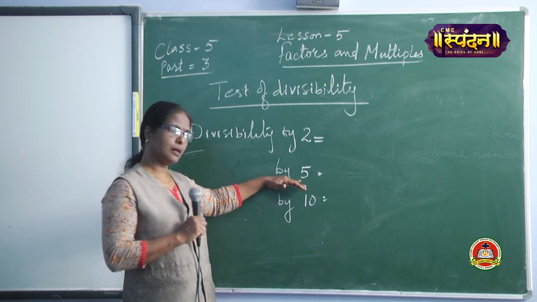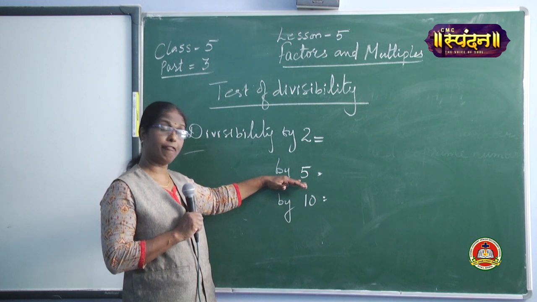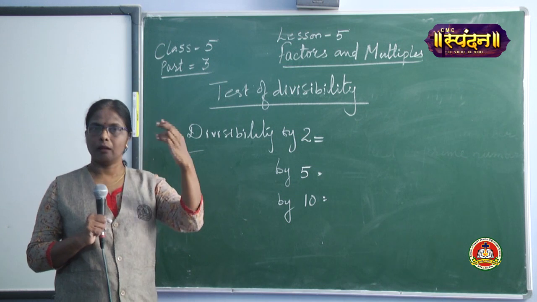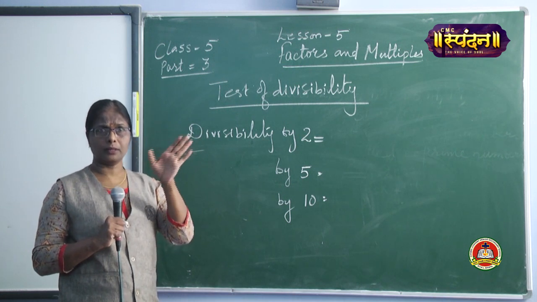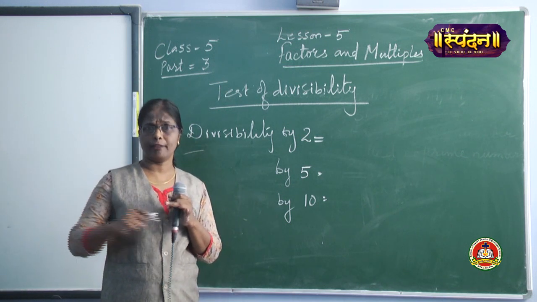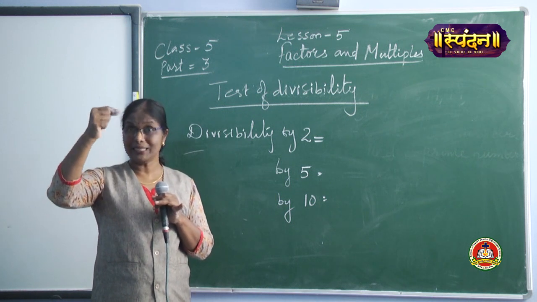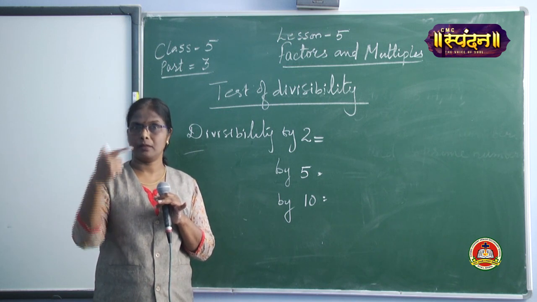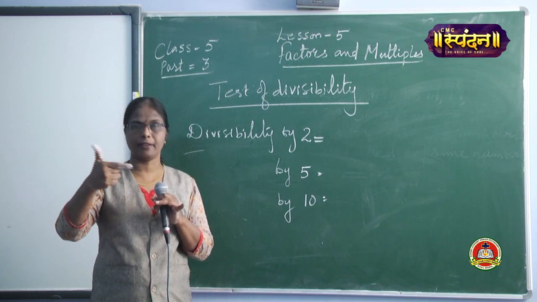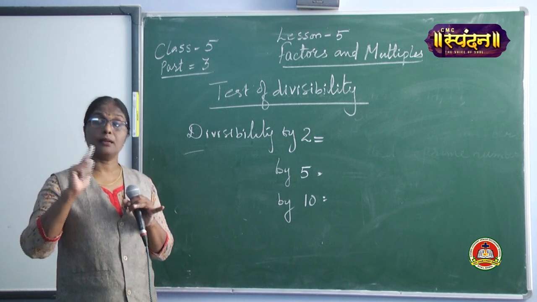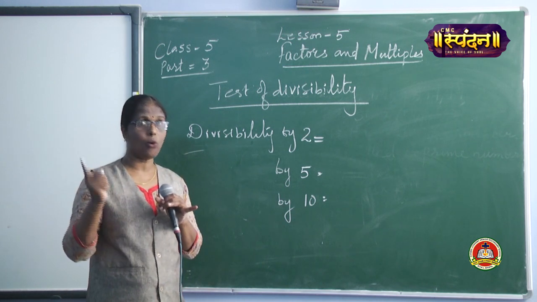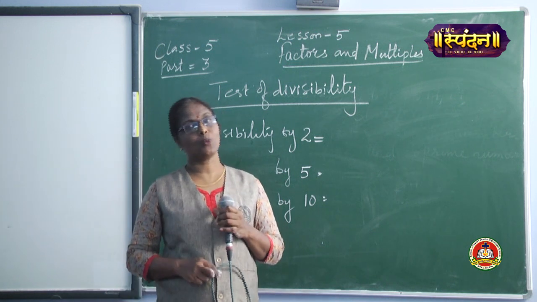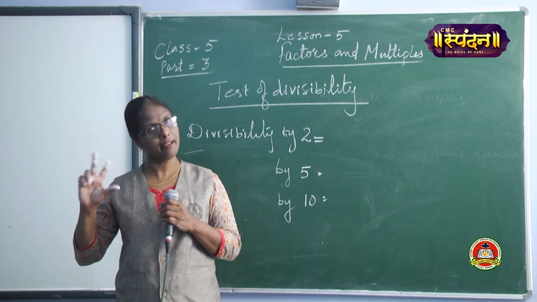Next, how will you find whether a number is divisible by 5? You might have seen the multiplication table of 5. All the multiples of 5 end with 0 or 5. Like 5, 10, 15, 20, 25, 30, 35. That means the numbers end with either 0 or 5. So if a number has 0 or 5 in its ones place, those numbers are divisible by 5.